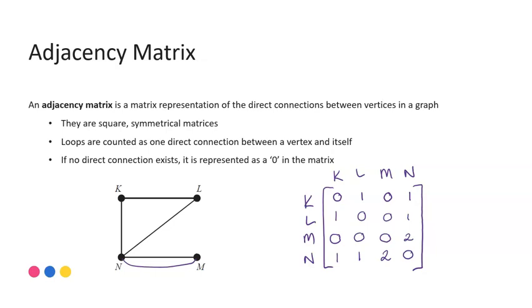So when we look at our adjacency matrix, something to acknowledge is that if we look down our leading diagonal, firstly, our leading diagonal will show us if there are any loops. So if there was a 1 or a 2, that would indicate how many loops there are there. Each loop is only counted as one direct connection, so it's one edge connecting that vertex to itself.